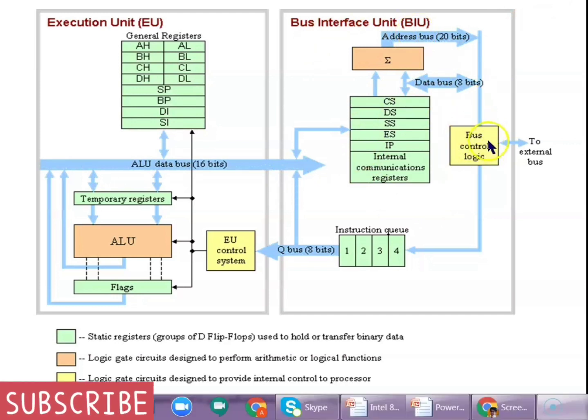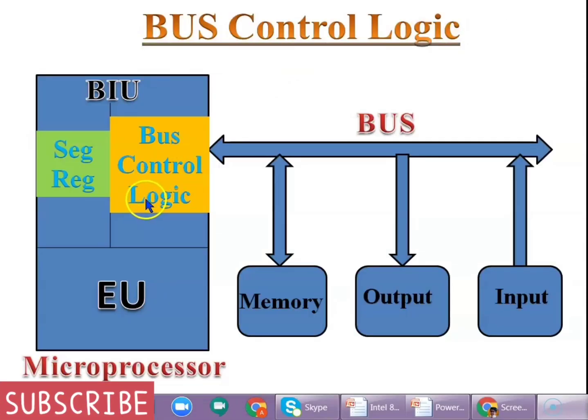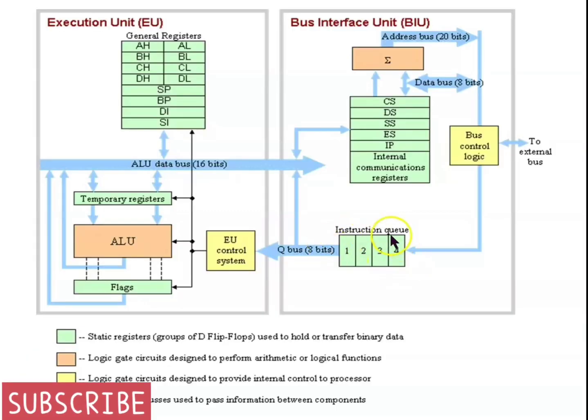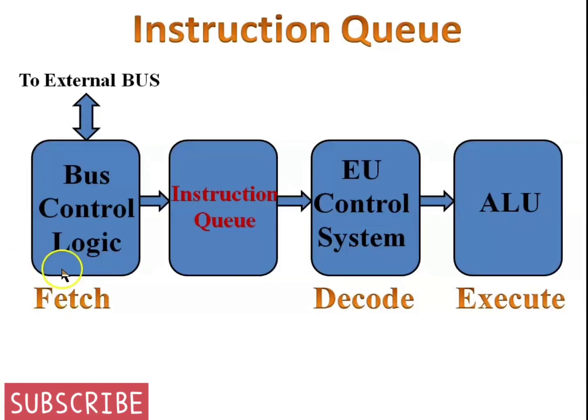Bus control logic. Bus control logic is made up of a set of logic gates that controls the access of external bus of 8088. This includes all external memory devices, input and output units that communicate with the processor through the bus. Instruction queue. It handles or arranges instructions in a sequential manner so that code is executed correctly and faster. Microprocessor uses three steps to perform any activity.